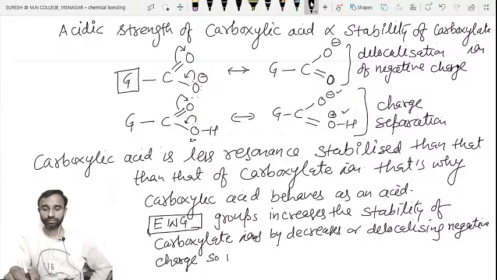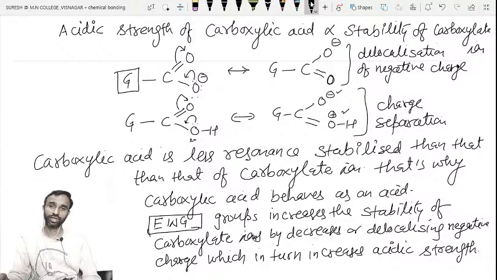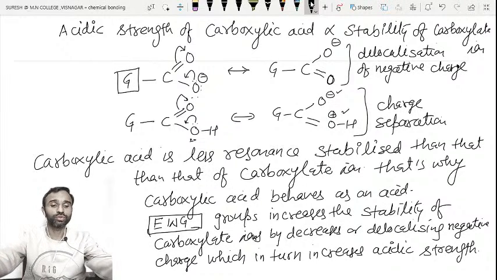Which in turn increases acidic strength. That means electron withdrawing groups increase the acidic strength. And what about electron releasing groups?